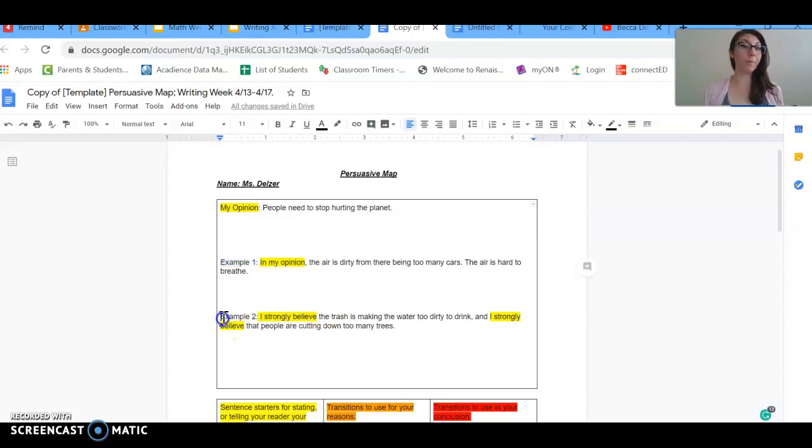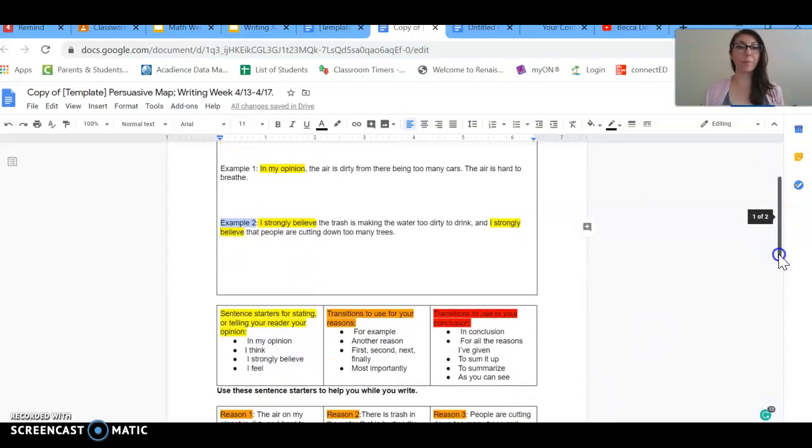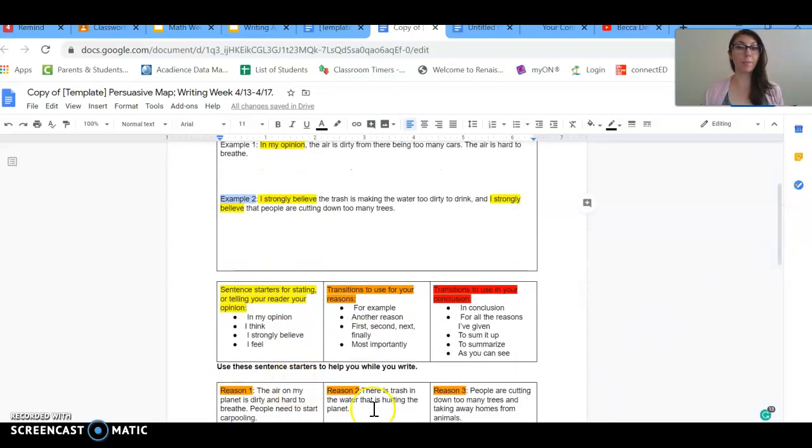Another example that helps prove my opinion, helps tell my readers why they need to stop treating the planet bad, is I strongly believe that trash is making the water dirty to drink, and I strongly believe that people are cutting down too many trees. These examples, I'm going to talk about them more in my reasons and give you better ideas of what exactly people are doing that's hurting the planet.